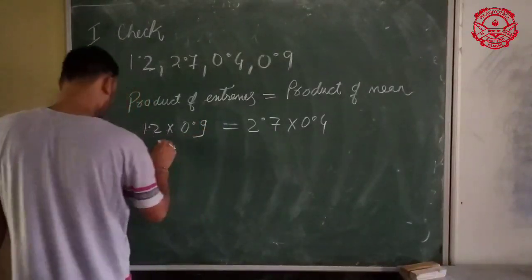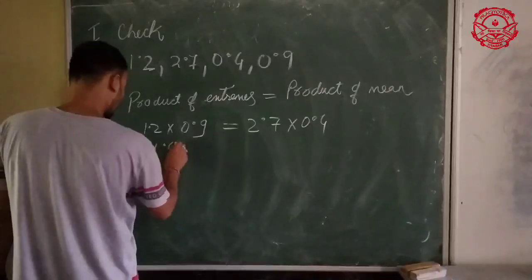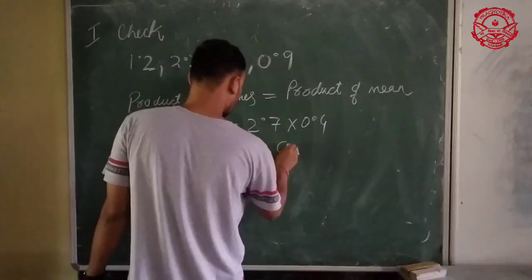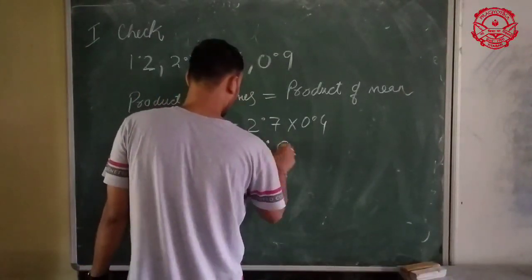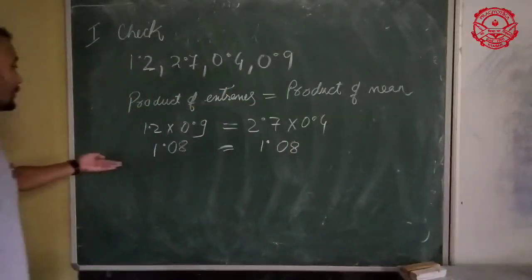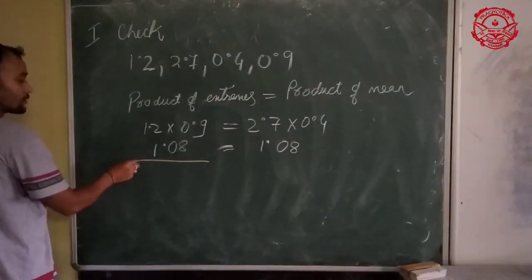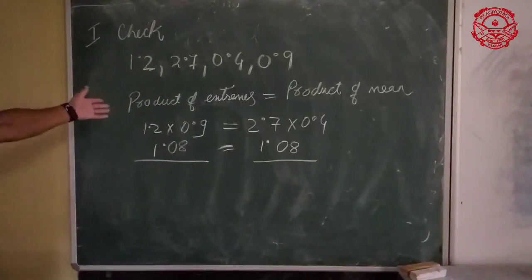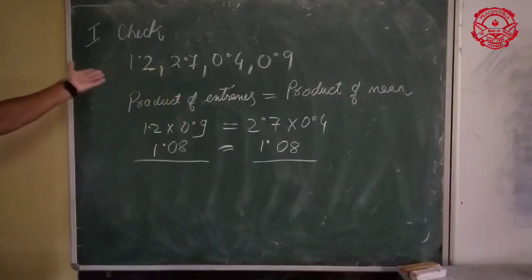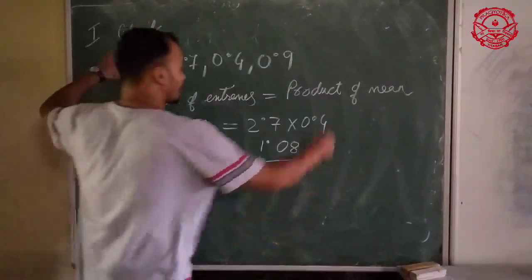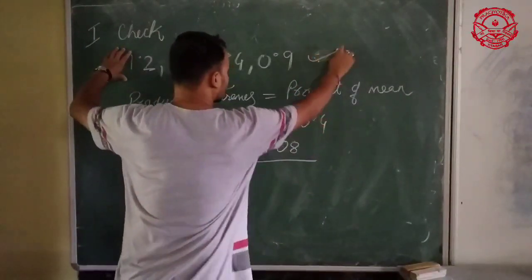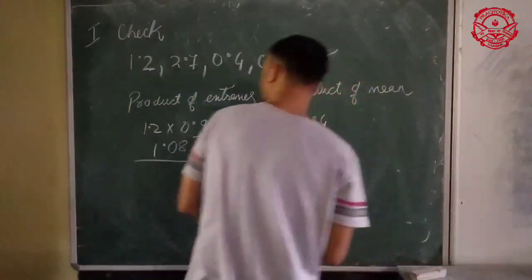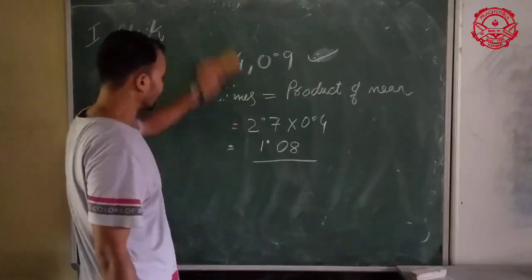This is 1.08 and this is also 1.08. Both are the same. The product of extremes is exactly equal to the product of the means. Since the product of extremes is equal to the product of means, these numbers are in proportion. Similarly, we will move to another question. So easily we can find this.